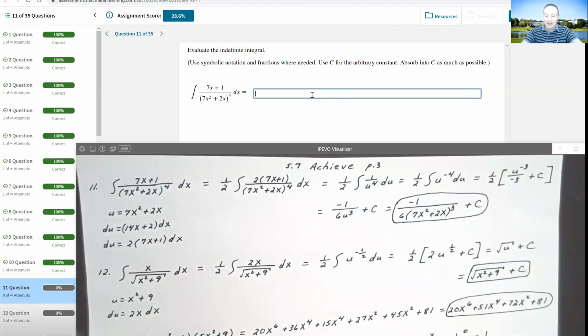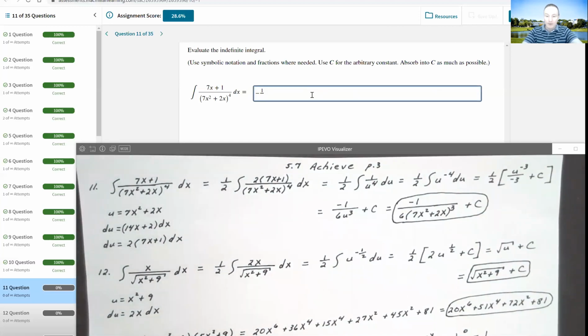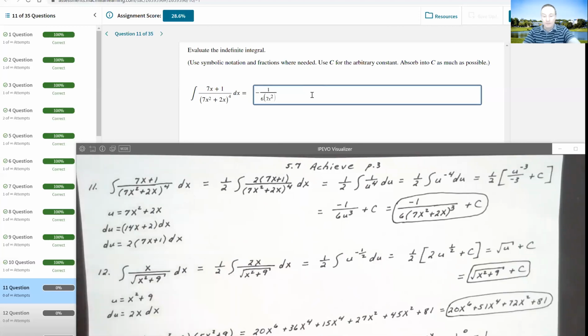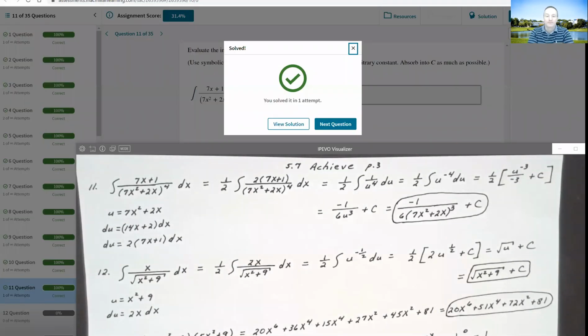So now trying to enter that in, we'll have -1 over, and now in our denominator we have 6 times the group of 7x to the 2nd plus 2x. And then we know that that group is raised to the 3rd power. And then we have plus the constant of integration, should be precisely what they're looking for there. And it is. Okay, up next here.